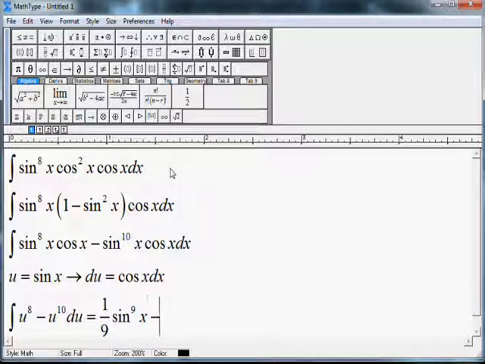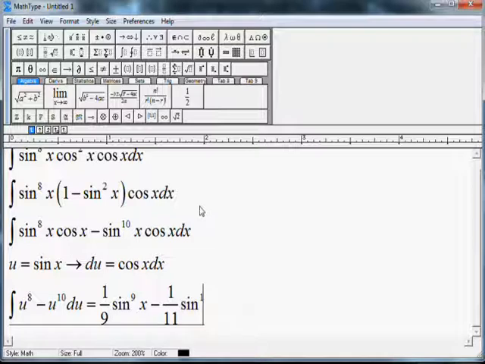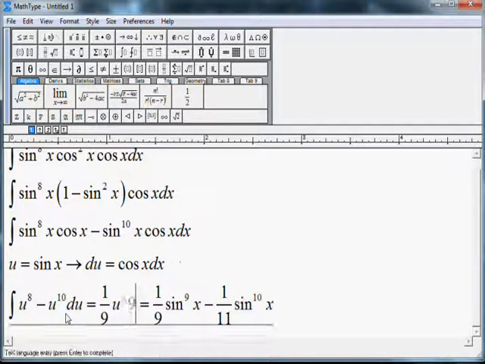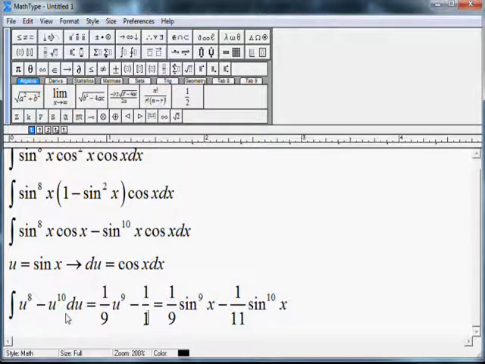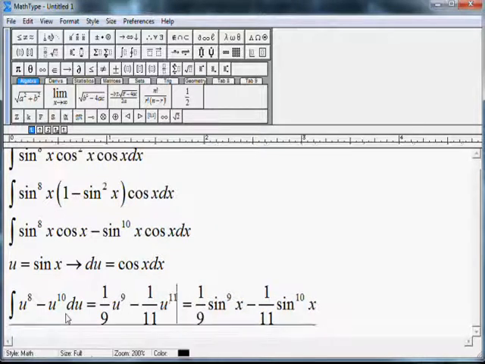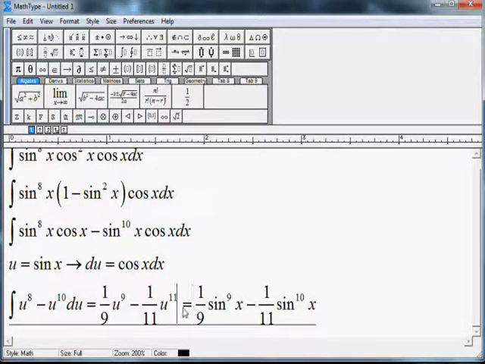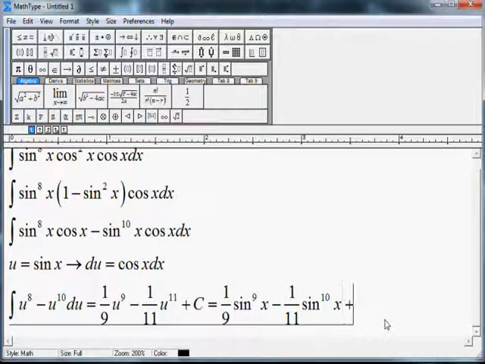x minus 1/11 sine to the 11th x. And I'm just going to write this step in between. So 1/9 u to the 9th minus 1/11 u to the 11th, and then from this step you just replace u with sine, because that was our substitution. Check the notes. Yep. Alright.